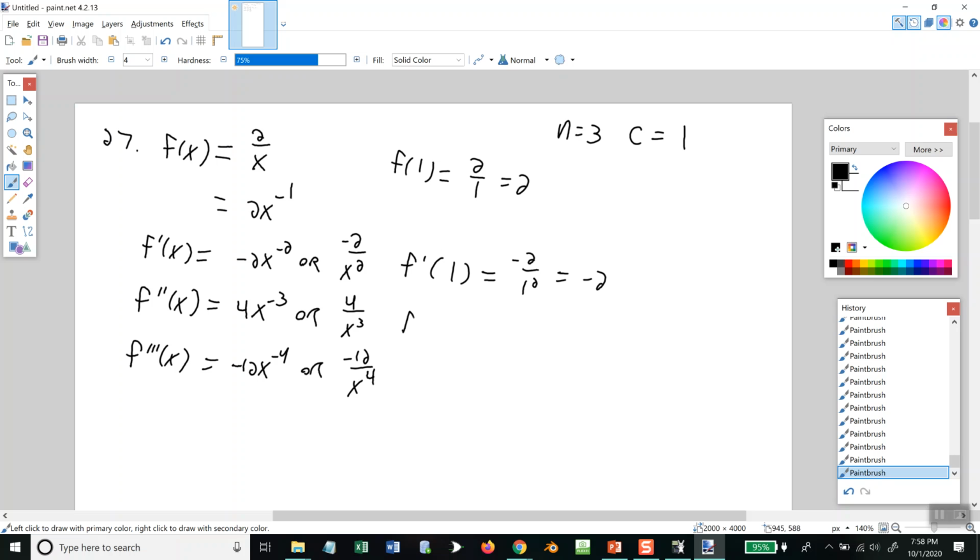For the second derivative, we're going to have 4 over 1 to the third, which is 4. And for our third, we're going to have negative 12 over 1 to the fourth, which is negative 12.